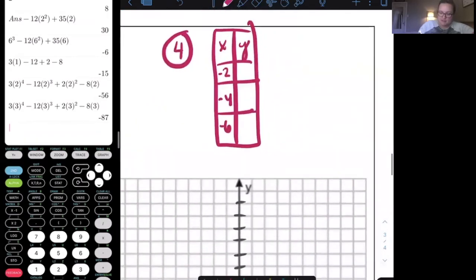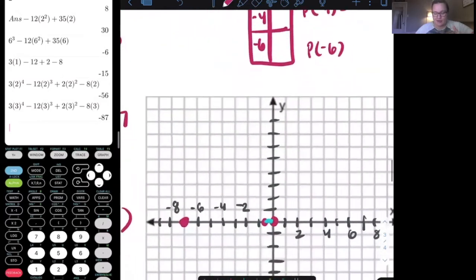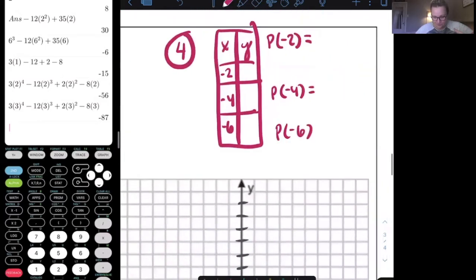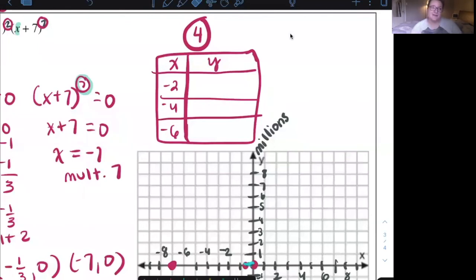Plug those into your function, find p of -2, find p of -4, find p of -6. Plug those into your function, and then we're going to graph all of those points. So I actually want you to press pause and then press play when you're ready to check your work. I want you to plug in -2, -4, -6, and find these y values on your own. And just as a heads up, the numbers are outrageously big. So go ahead and give it a shot, and we'll check in with each other in just a minute.